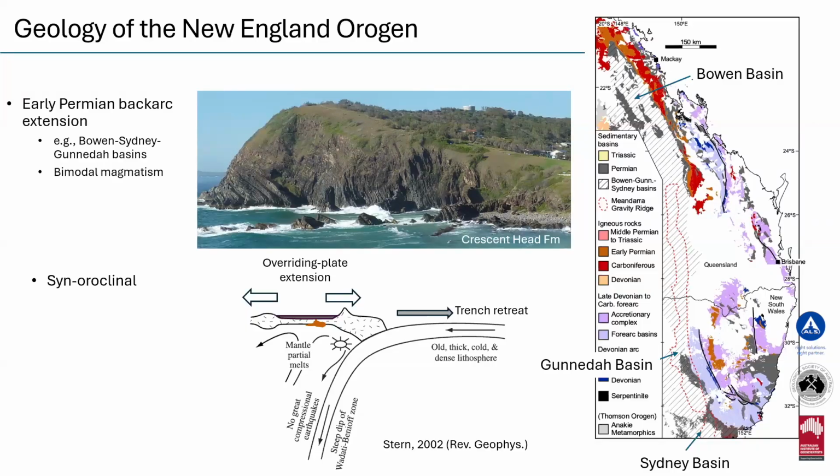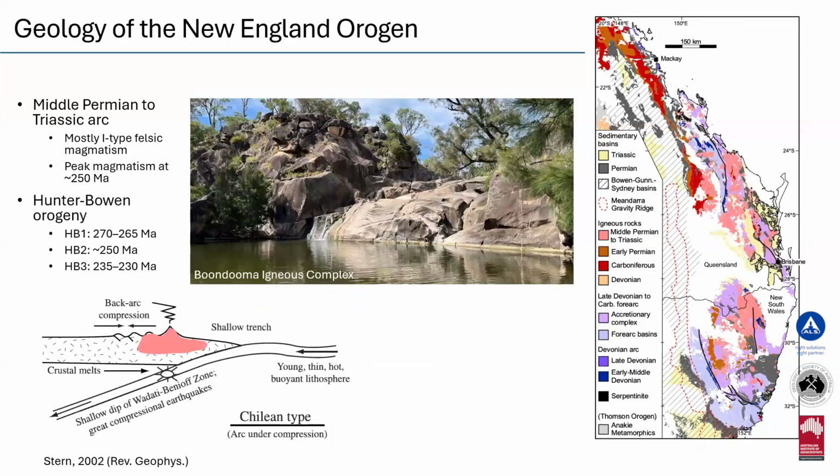There are S-type granitoids here in the southern New England Orogen, more granites here, and volcanics that are all bimodal volcanics, all associated with an extensional back arc setting. So that's the early Permian.